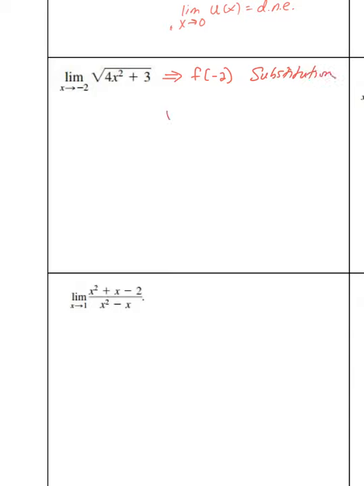So I'm going to go ahead and substitute -2 in and see if I can actually physically get a real answer. So -2 squared is 4. 4 times 4 is 16. 16 plus 3 is 19. So yes, a limit exists, and the limit would be equal to square root of 19.